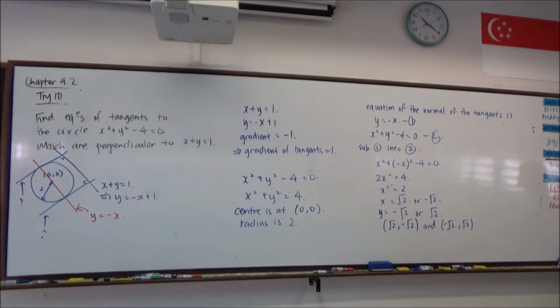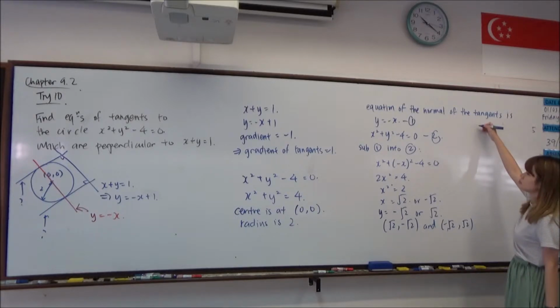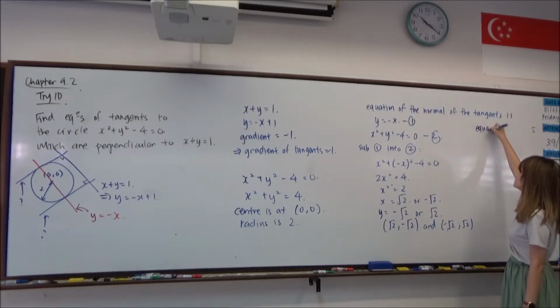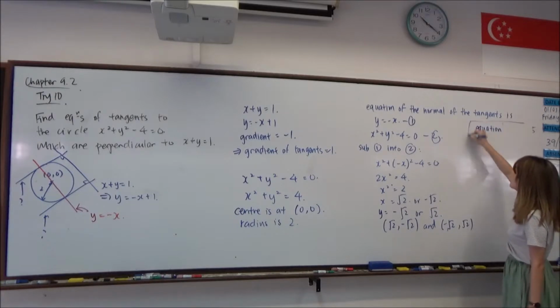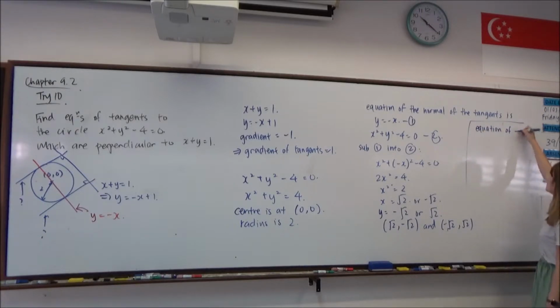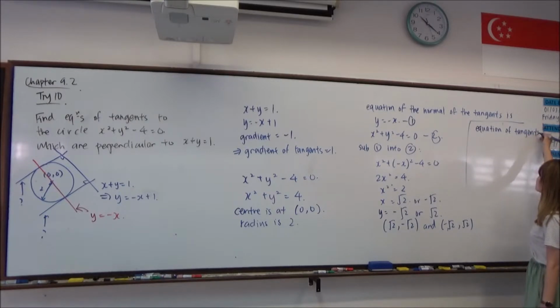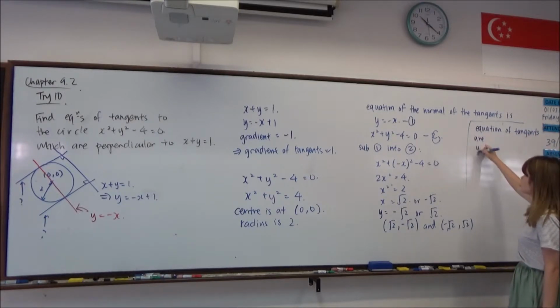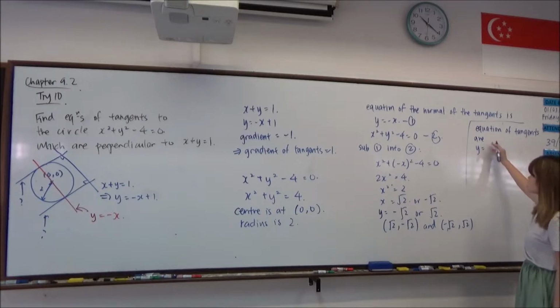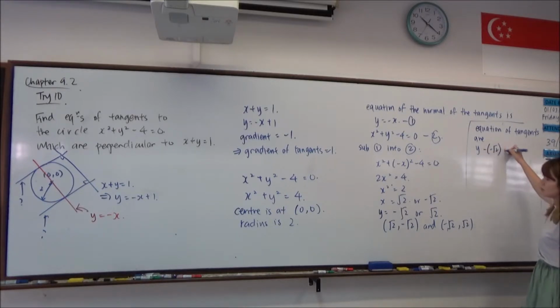Then could we find the equation of these two lines already? y minus negative square root 2 equals the gradient of the tangent, which is 1, times x minus square root 2.